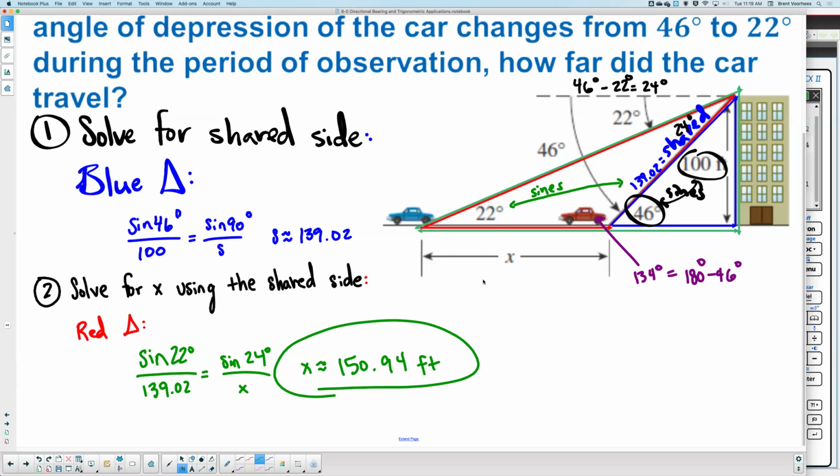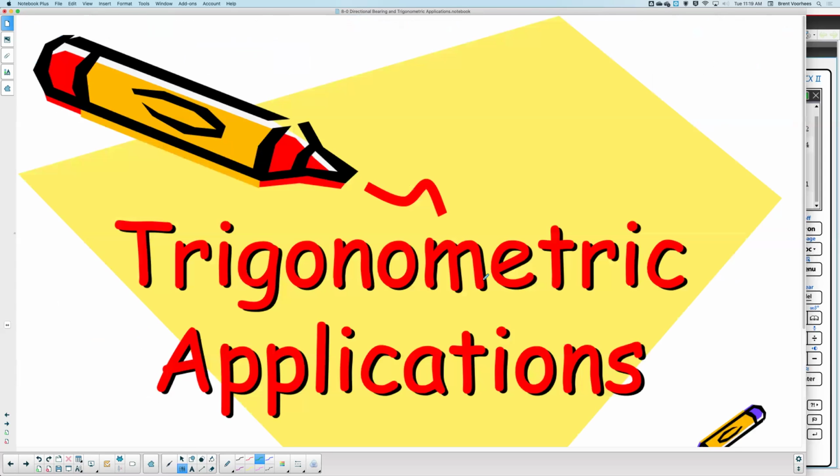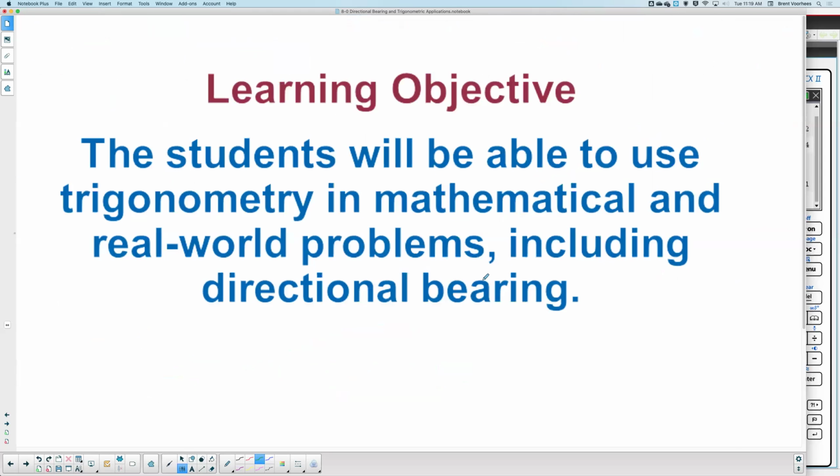So you might be thinking, well, we did see one of these in lesson 4-7. You are totally correct. I showed you one of these. What's different today? Today, from here on out, I don't just give you the degrees. Today, I'm preparing you for what the textbook's going to do. What the textbook's going to do is give you directions from a compass. So the state of Texas says, this is called a TEK here, that the students will be able to use trigonometry in mathematical and real world problems, including, here it is, the word you need to know today. Circle this, directional bearing.